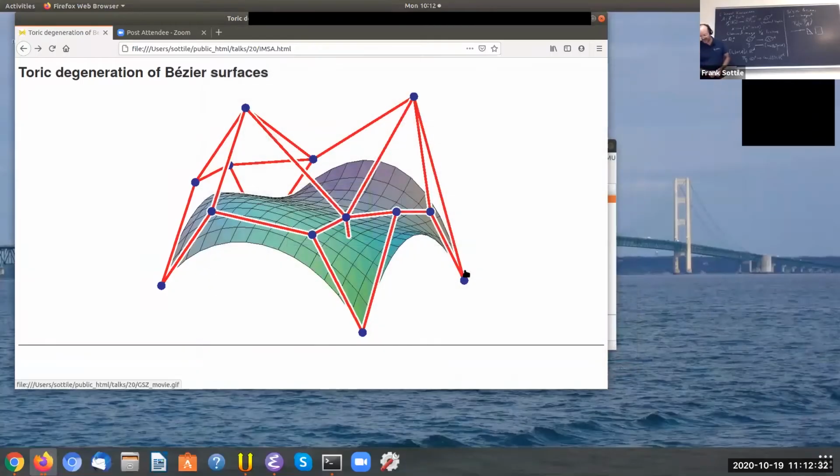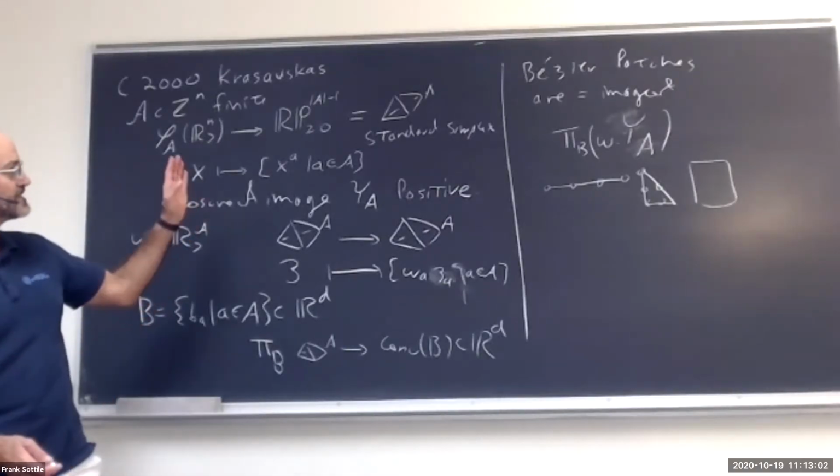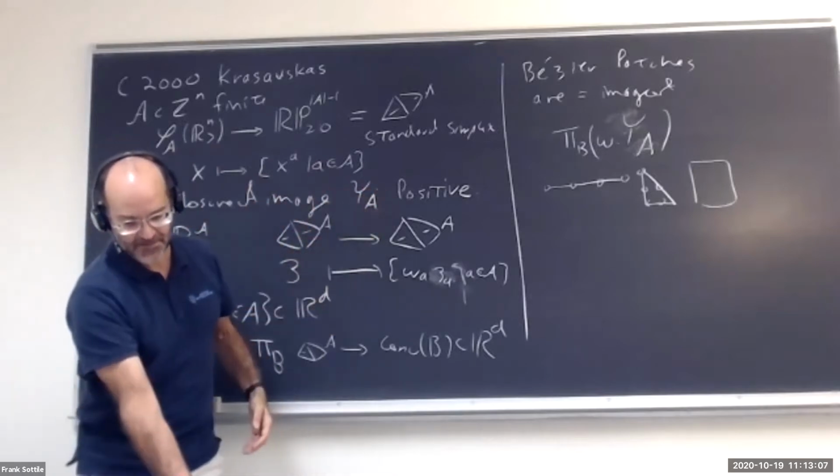This is an example of such a construction, where again this is a 3x3 square, and these blue points are the points B, and there are some weights W I didn't write down. This is the image of the positive part of a toric variety, and you'll notice that it actually is homeomorphic to a square, because that was the shape I started out with.